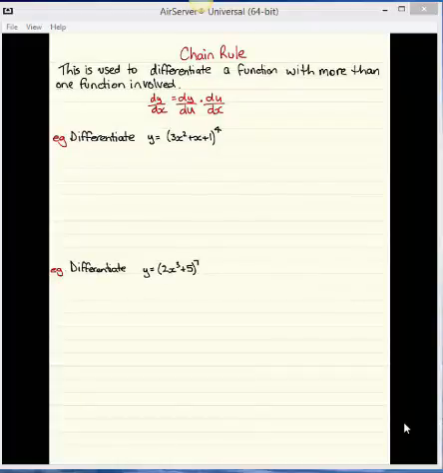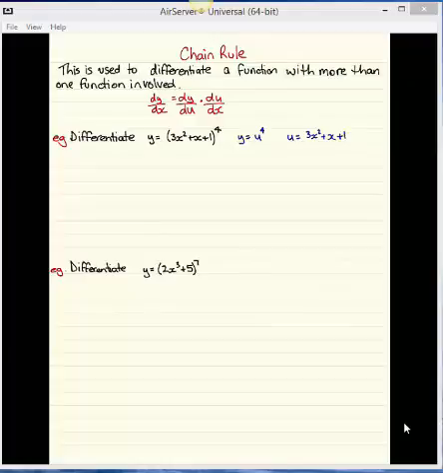What you can see here in this first example, we've got y equals (3x squared plus x plus 1) all to the power of 4. So what we're saying is that y equals u to the power of 4. So we have some function u that has the power of 4, but that u is itself a function of x. So we can't just bring down the 4 and take 1 off the power, because it's not taking into account the fact that we actually have this function 3x squared plus x plus 1.